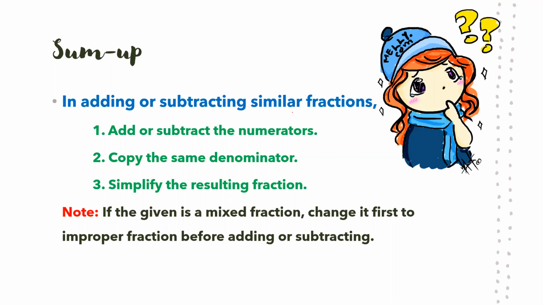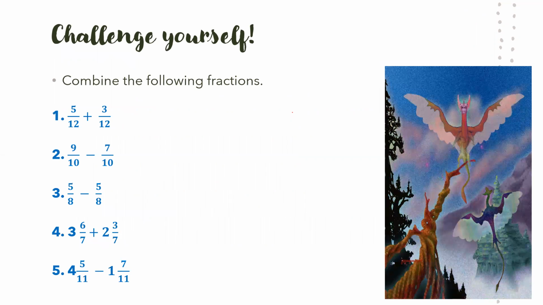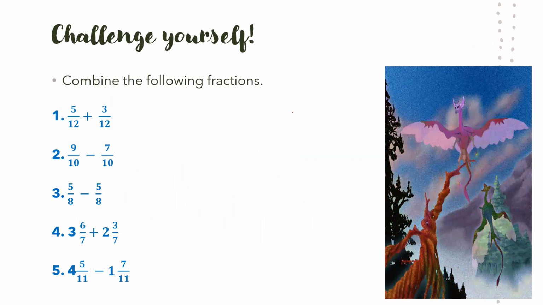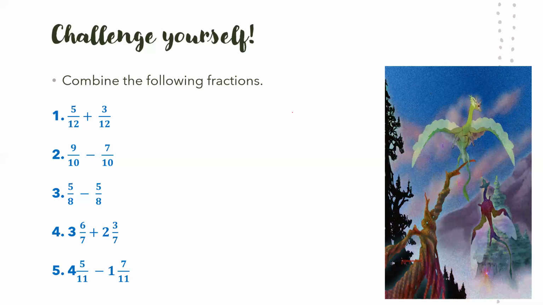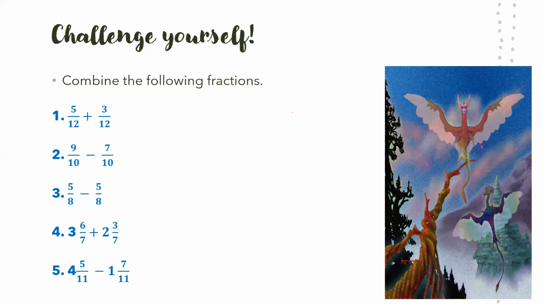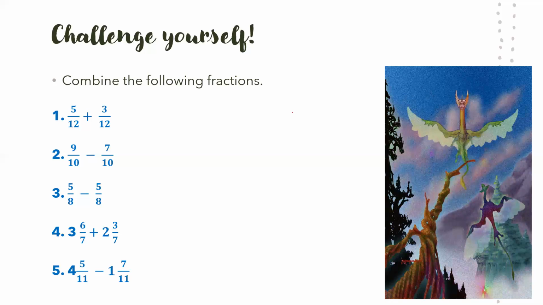Now it's your time. Challenge yourself. Combine the following fractions. Number 1, 5 twelfths plus 3 twelfths. Number 2, 9 over 10 minus 7 over 10. Number 3, 5 eighths minus 5 eighths. Number 4, 3 and 6 over 7 plus 2 and 3 over 7. Number 5, 4 and 5 over 11 minus 1 and 7 over 11. Give yourself 5 minutes to answer this by pausing the video and then check after you solve in your scratch paper. Begin now.